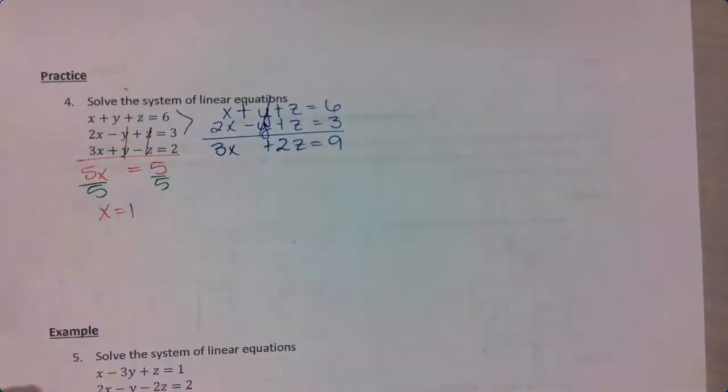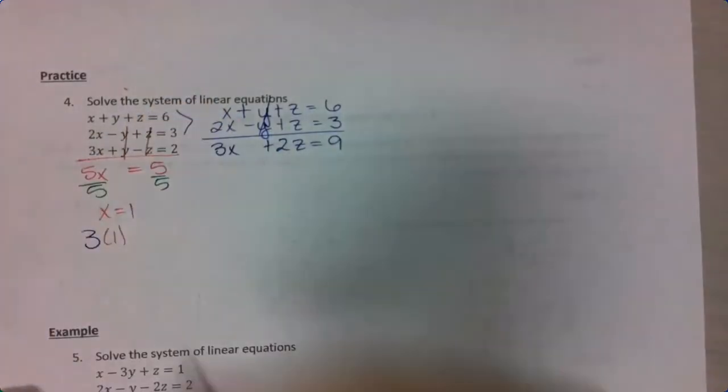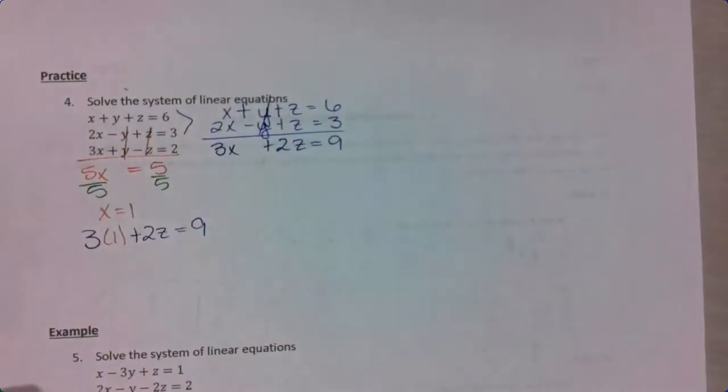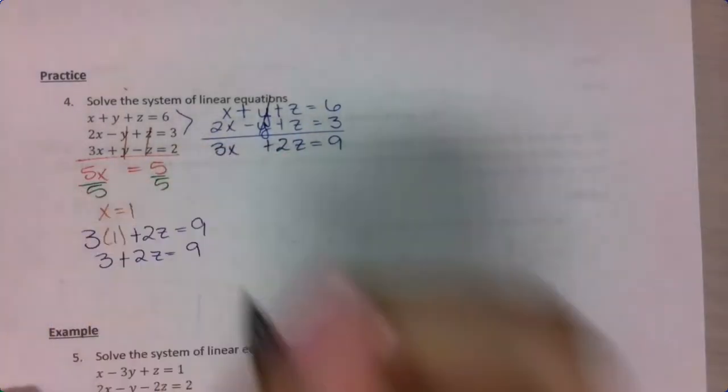This gets me x equals 1. So I'm going to take this and plug it into my equation with two variables. So I have 3 times 1 plus 2z equals 9. Then I want to go ahead and simplify. 3 plus 2z equals 9.